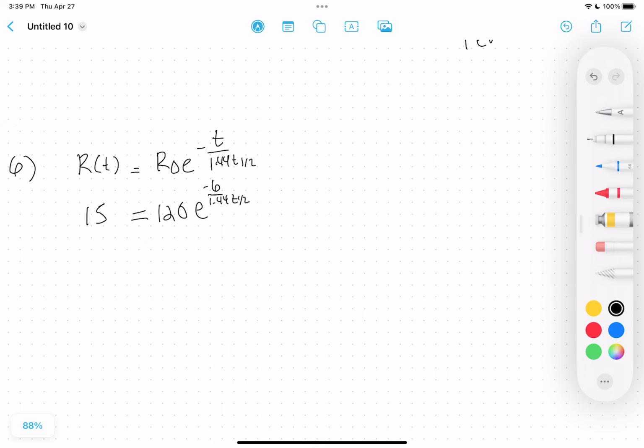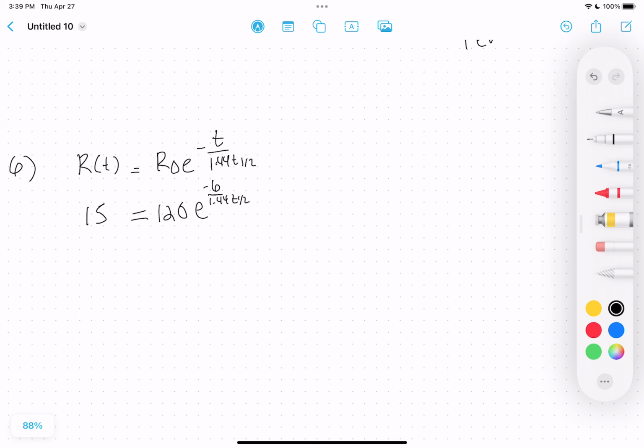Then you can take the natural log of both sides. 15 over 120, you get 0.125 on the left, and that's equal to e to the negative 6 over 1.44 T1/2. So, take the natural log of both sides. ln of e is just 1.